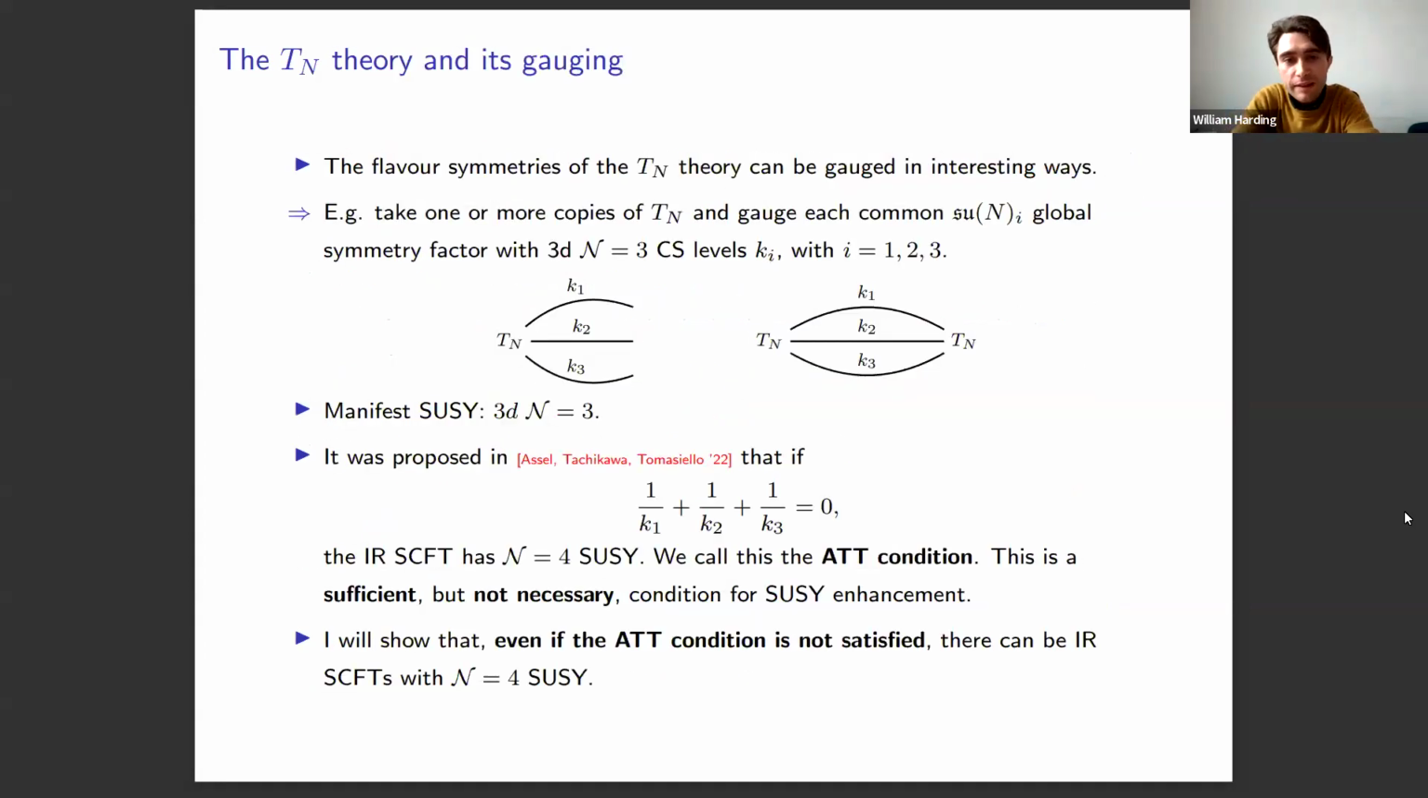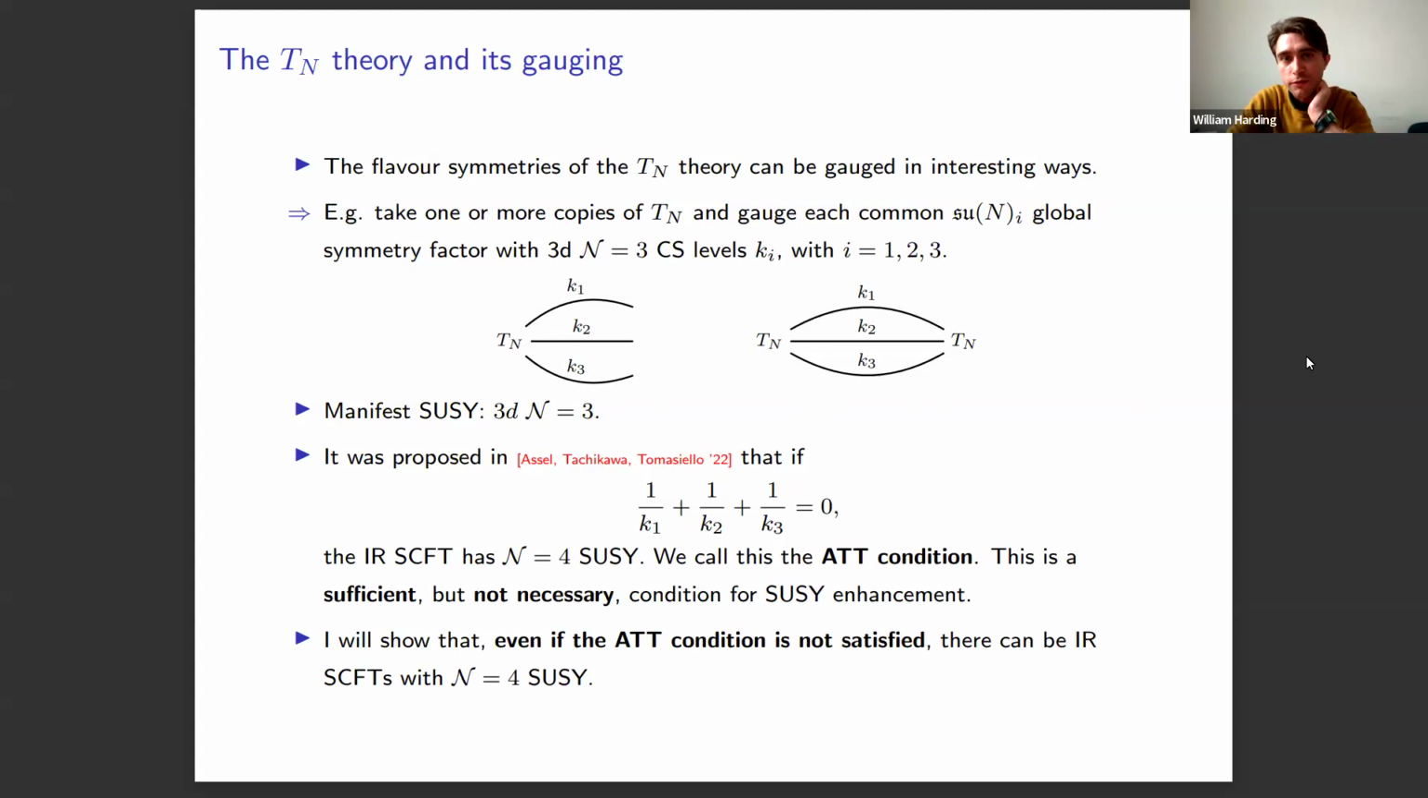Now, the flavour symmetries of the Tn theory can be gauged in interesting ways. For instance, we can take one or more copies of Tn and gauge each common SU(N) global symmetry factor with 3d N=3 Chern-Simons levels Ki, with i going from 1 to 3. So here I drew 2 cases: the case in which we have one Tn, whose flavour symmetry is gauged with Chern-Simons levels K1, K2, and K3, and also the case with 2 Tn, where I gauge each common SU(N) factor with Chern-Simons levels K1, K2, and K3.